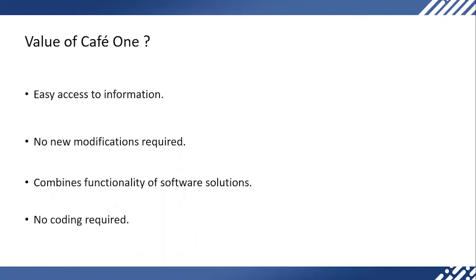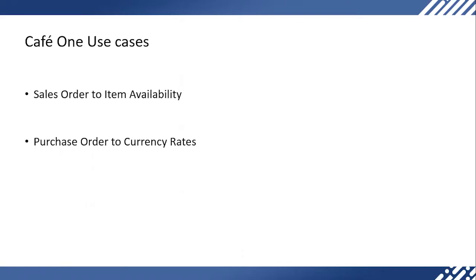So, Café One use cases. I'll be showing you a few examples: sales order to item availability, and purchase order to currency rates. In the first example, let me talk about this in brief. If I'm trying to sell a particular item from my company, let's say from a particular branch plant, and I'm not sure how many items I have in my inventory, I'm going to have to go and see the item availability application and check the availability for the particular item by entering the application individually.